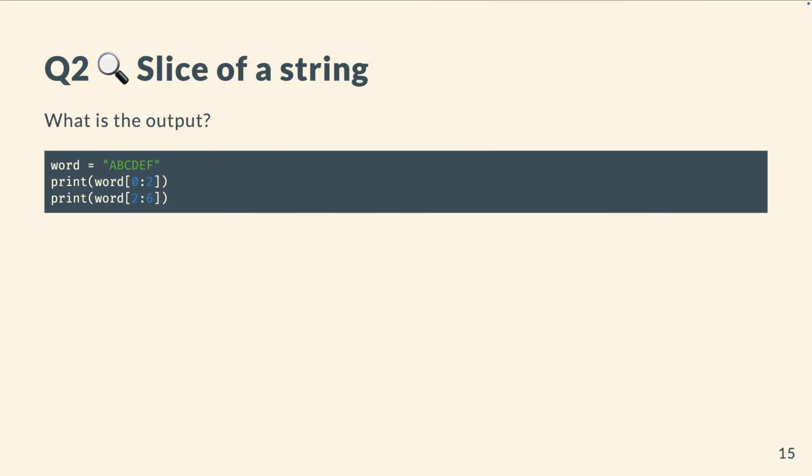Now a slicing question. In the Python program, word is a string storing 6 characters, A, B, C, D, E, F. First, we print the slice from index 0 up to, but not including, index 2. Second, we print the slice from index 2 up to, but not including, index 6. What will the two lines print? Pause the video and predict the output.